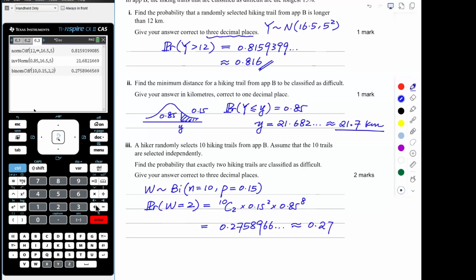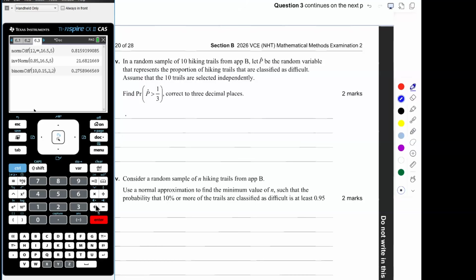Random selection of 10 hiking trails from app B. P hat is the random variable representing the sample proportion. We want the probability that P hat is greater than 1/3. We have defined W before, so we can write P hat equals W divided by 10. So P hat larger than 1/3 is equivalent to W greater than 10 divided by 3.